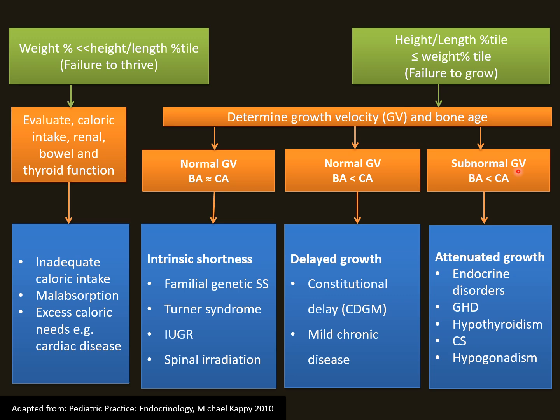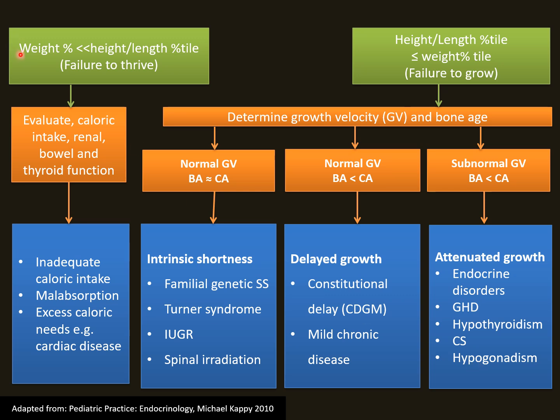If the growth velocity is abnormal, for example a 6 year old with a growth velocity of, for example, 3 centimeters per year, and the bone age is delayed, you are dealing with attenuated growth. For example, endocrine disorder, and this is usually hormonal: growth hormone deficiency, hypothyroidism, Cushing syndrome, hypogonadism.